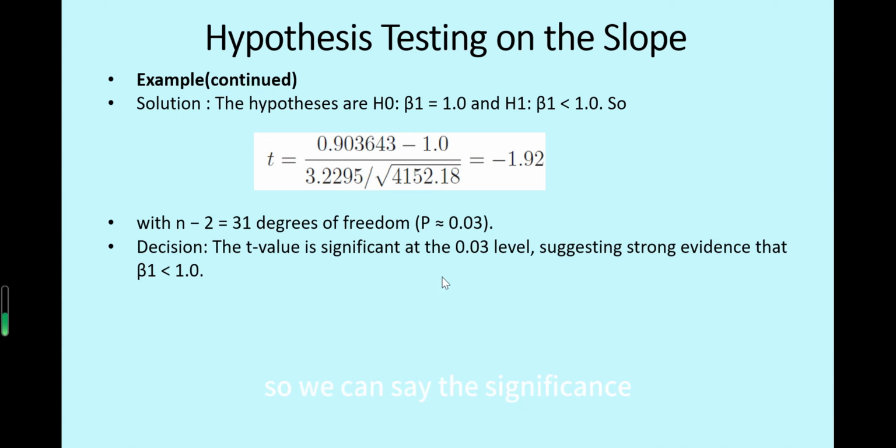So we can say the test is significant in this hypothesis testing on the slope. Or we can say we have relatively strong evidence suggesting that beta 1 is less than 1.0, or that the linear regression's slope is less than 1.0 from the given observed data in our problem.